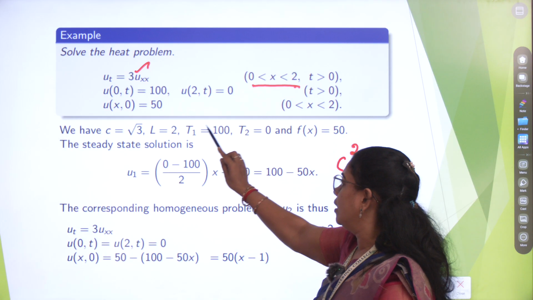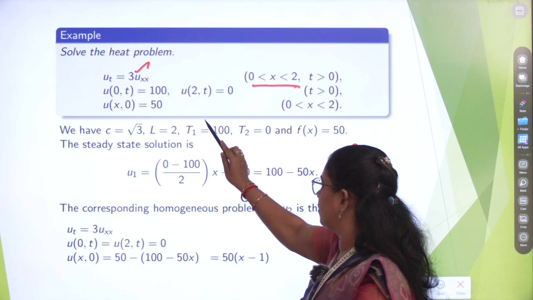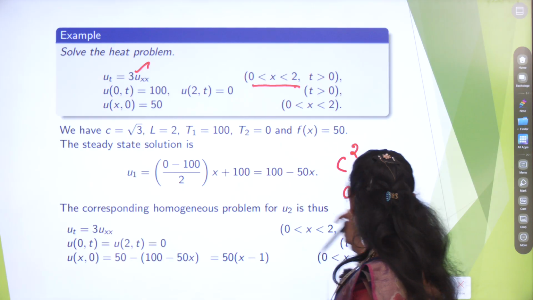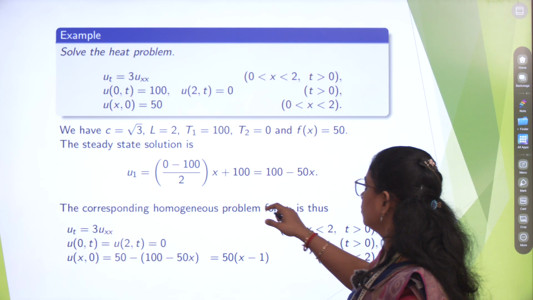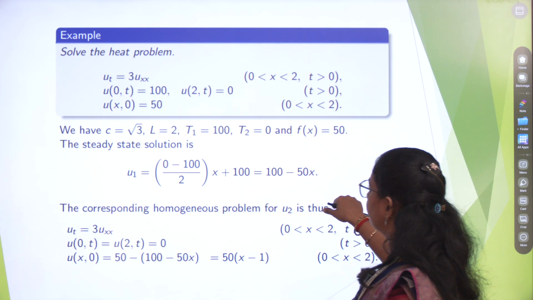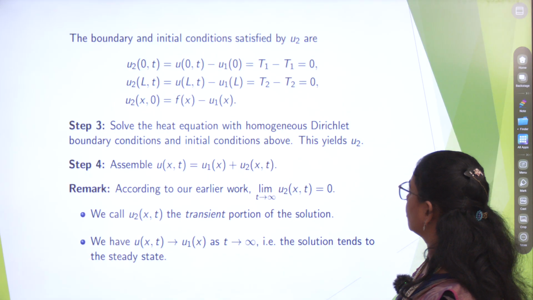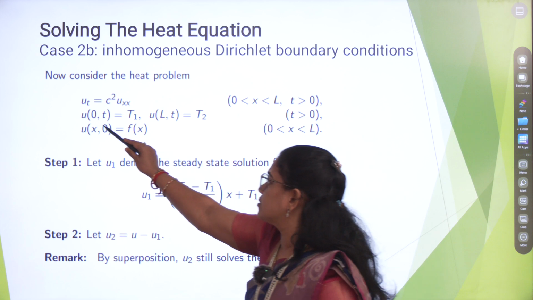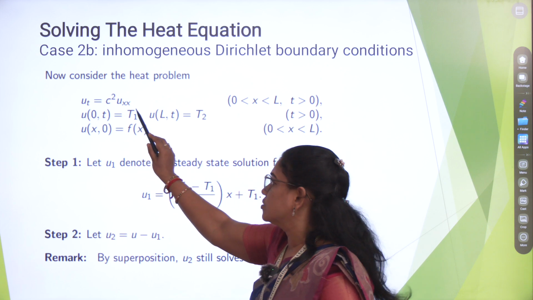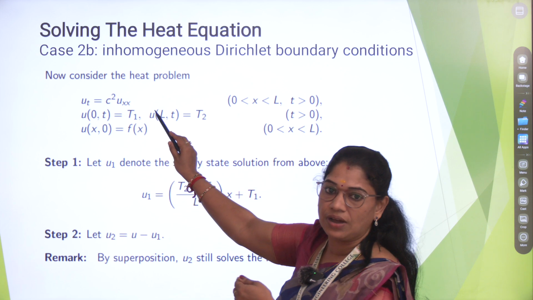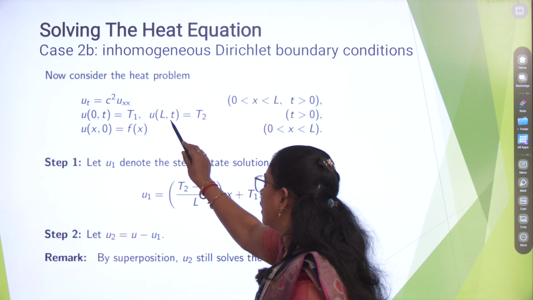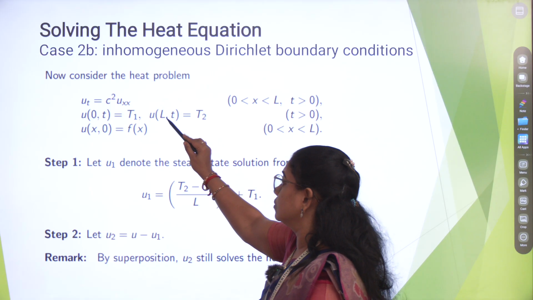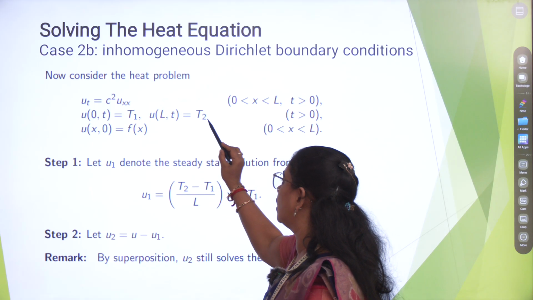So we take L equal to 2 and T1 equal to 100, because u of 0 comma t equals T1. So the T1 condition is given as the value 100. Next, u of L comma t, here u of 2 comma t is equal to T2.